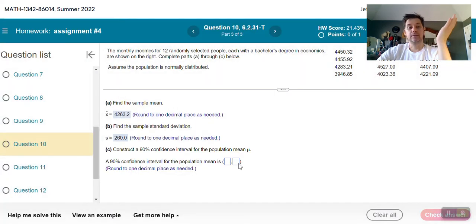And okay, got that too. And then it says construct a 90% confidence interval for the population mean. So I want to estimate, of all people with bachelor's degrees in economics, the whole population, not just these 12, but the whole population, can you say with 90% confidence what their average monthly salary is? That's what this is asking us for.